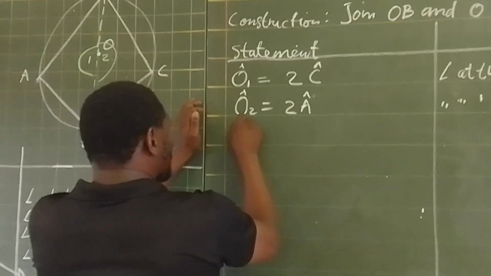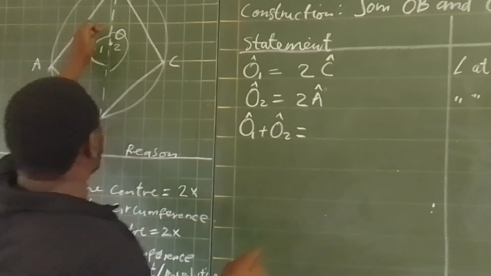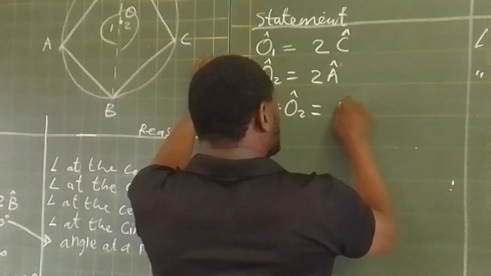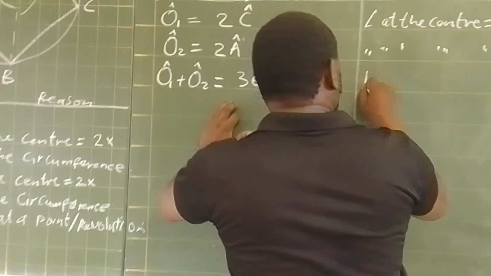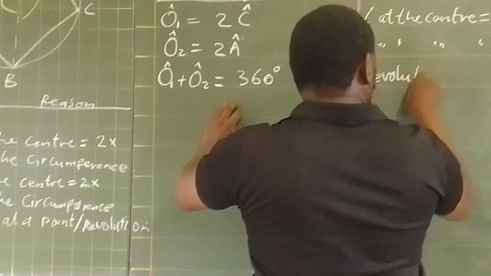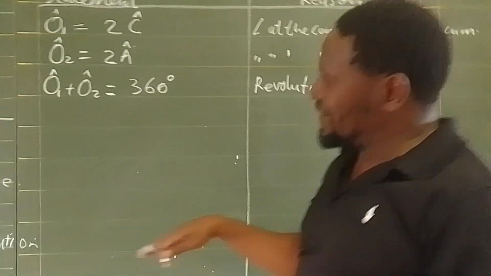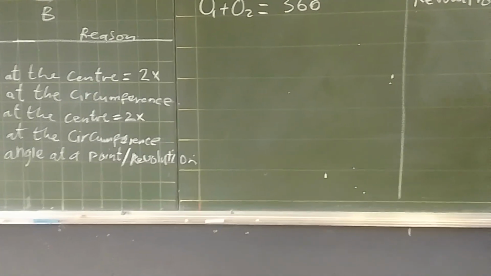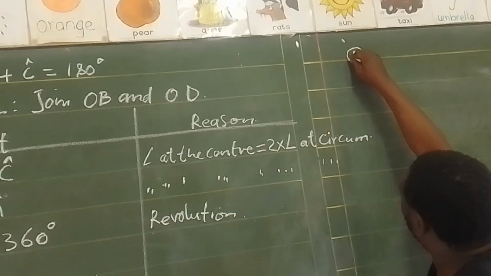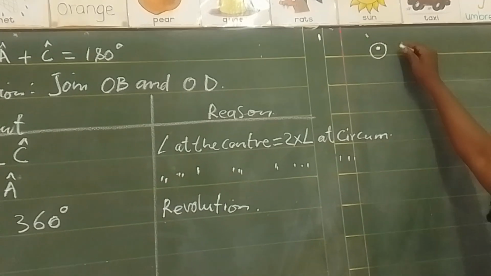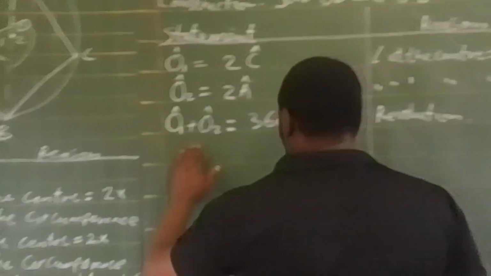Then we say O1 plus O2. Together these two angles are equals to 360 degrees. The reason for that is revolution. Remember, we said if you don't want to say revolution, just say angles at a point. The angle at the point, this is what we mean. This is your point. When you go all around from where you started to where you end, you have completed 360 degrees. This is what we are referring to.